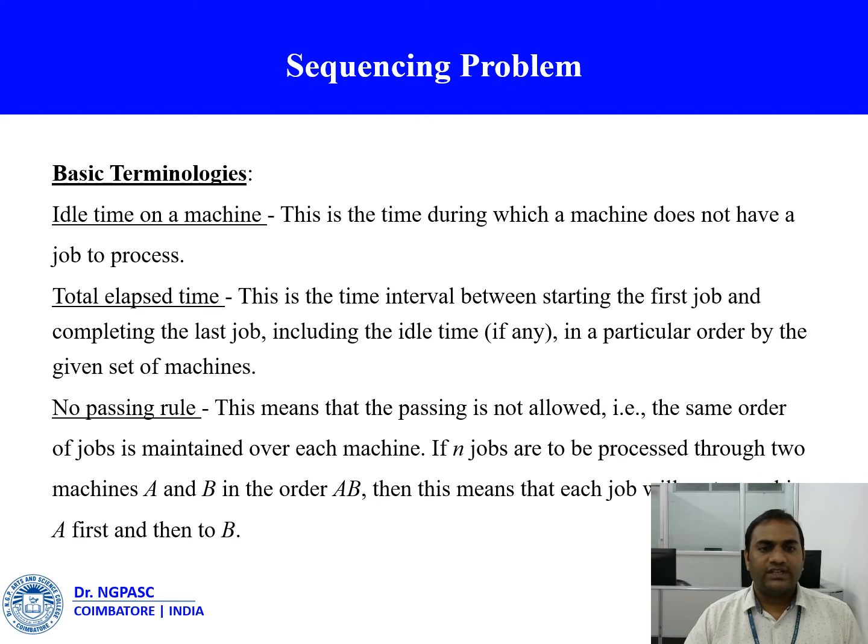The last one is the no passing rule. This means that passing is not allowed. The same order of jobs is maintained over each machine. If n jobs are processed through two machines A and B in the order AB, then this means that each job will go to A first and then B.